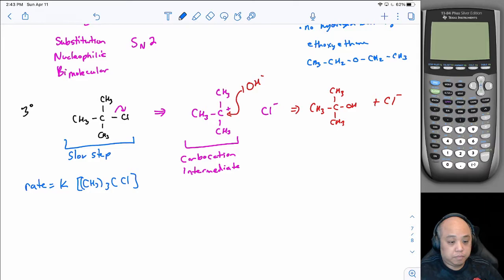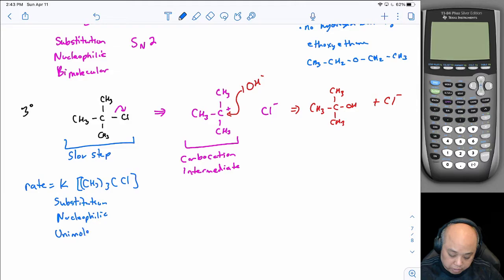And so this is substitution nucleophilic unimolecular, meaning that it only has one molecule involved in the slow step, which is why it's SN1.